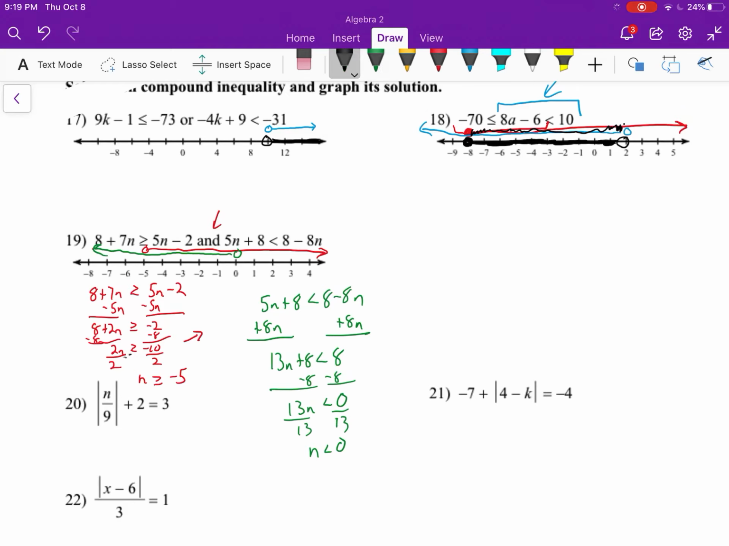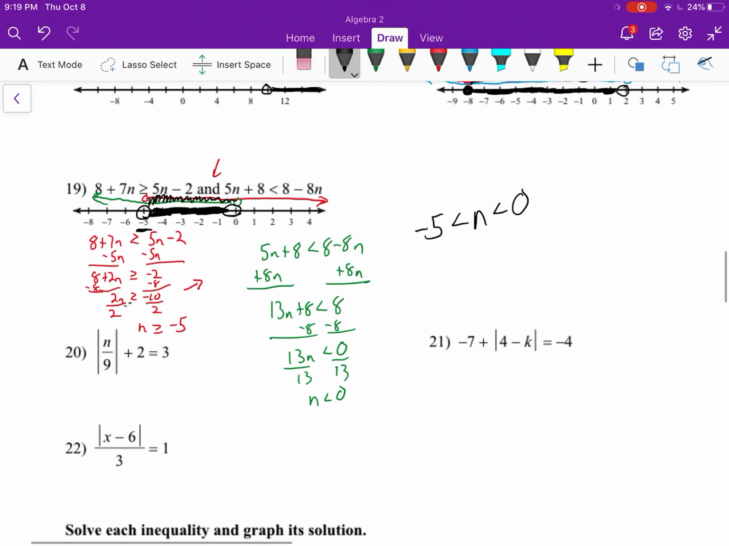And again, this is an and, so we're looking for wherever they overlap, and they overlap from -5, open circle, all the way up to 0, which is also an open circle. So there's the graph, and then we can write the solution as -5, our leftmost number, is less than our variable n, which is less than 0. And there you have inequalities solved and compound inequalities solved.